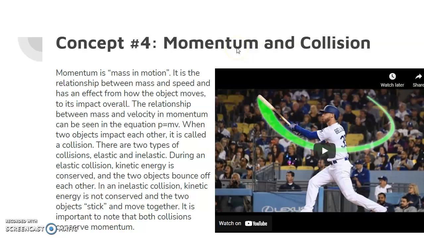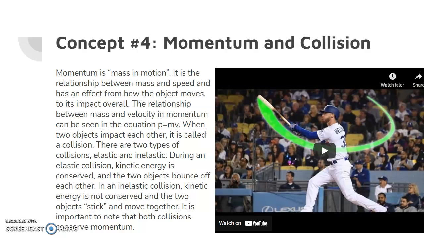The fourth concept is momentum and collision. Momentum is best described as mass in motion. It is the relationship between mass and speed and has an effect on how the object moves and its impact overall. The relationship between mass and velocity in momentum can be seen in the equation momentum equals mass times velocity. When two objects impact each other, it is called a collision.